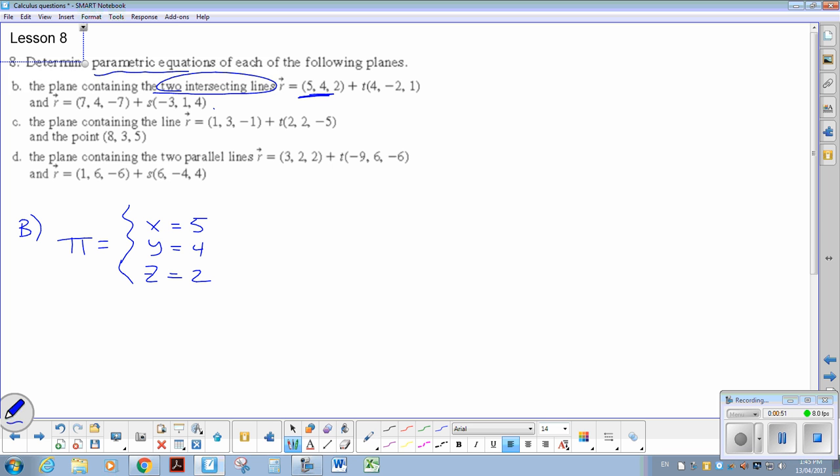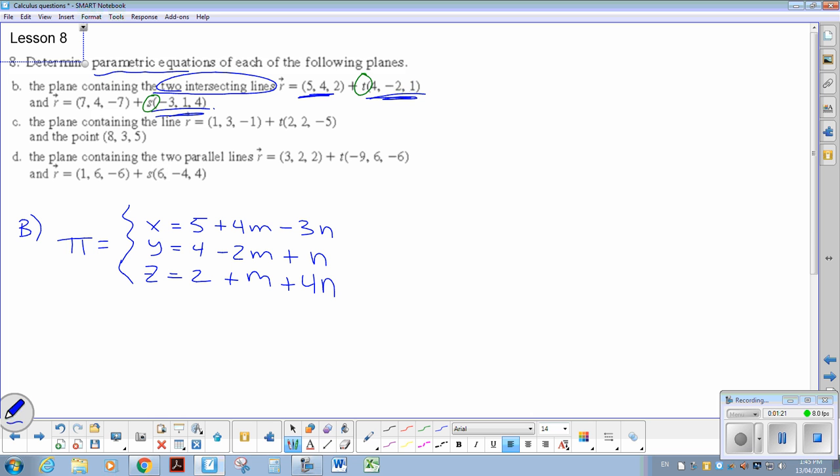Now, after that, I can pull my two direction vectors from those lines. And again, we have to be careful here. They've used the variables t and s. I can't use those again. So I'm going to use the first direction vector here. Let's go with an m. So plus 4m, minus 2m, plus m. And then the second direction vector, minus 3n, plus n, plus 4n.